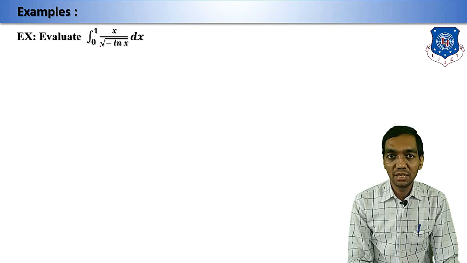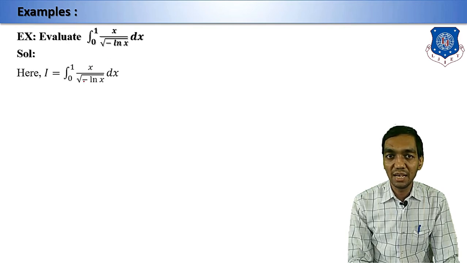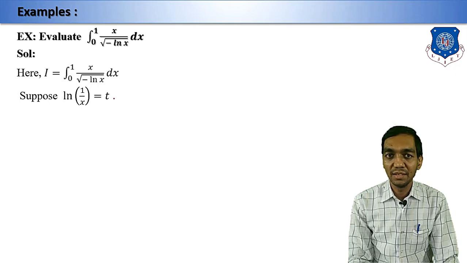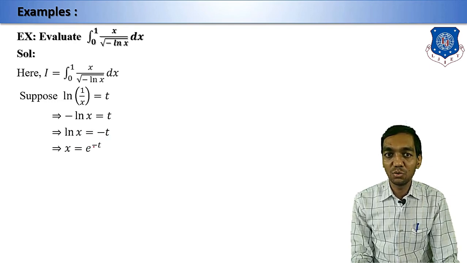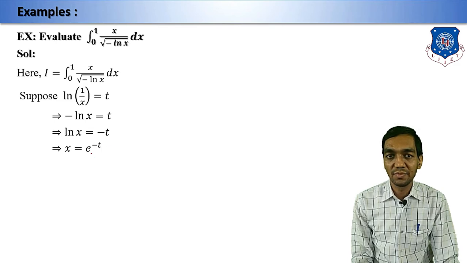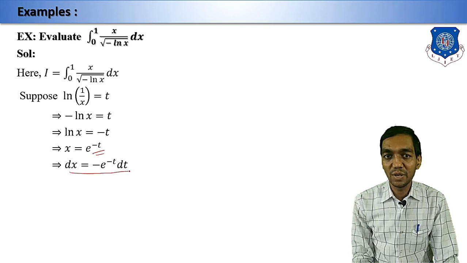Secondly, evaluate the integration from 0 to 1 of x upon under root of minus ln x dx. Now see, here you have ln x. So what we have to suppose is, whenever you are given ln x, in that case we are going to suppose ln 1 upon x is equal to t. That means minus ln x is equal to t, and that will give ln x is equal to minus t. That means x is equal to e raised to minus t. Correct? Now x is equal to e raised to minus t, that will give you dx is equal to minus e raised to minus t dt.